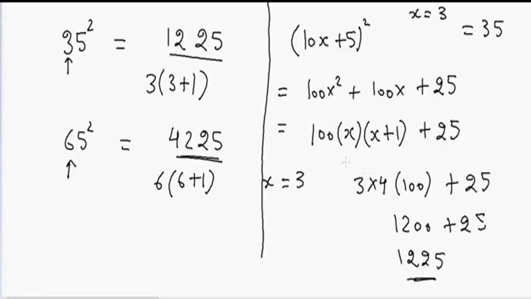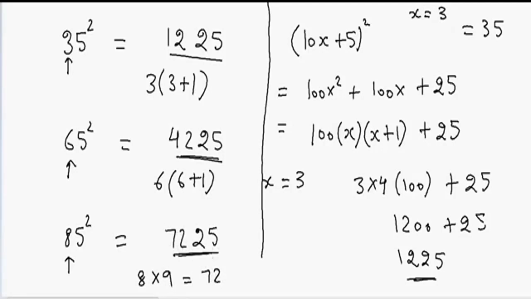So basically we are adding 1 to the first digit, multiplying it with the first digit, multiplying by 100 and then adding 25 at the end. Another example, if I have 85 square, that will be 25 at the end, and we do 8 into 9, which is 72. So the answer is 7225. This is how this trick works.